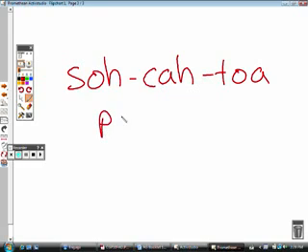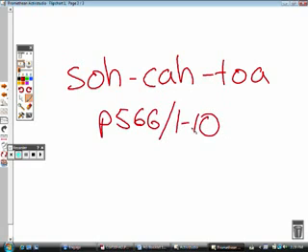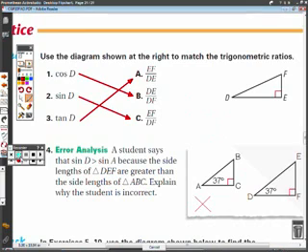Okay, we're going to do a little assignment. Page 566. We'll start with 1 through 10. What's the thing at the end? Opposite over adjacent?